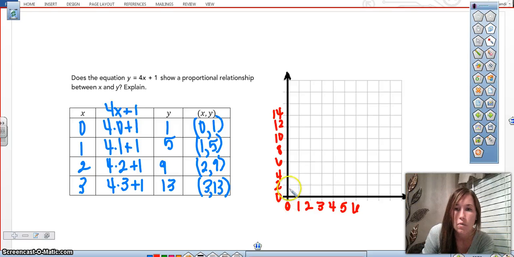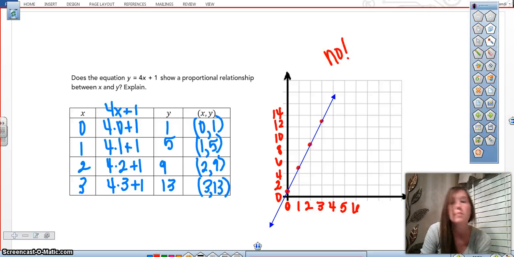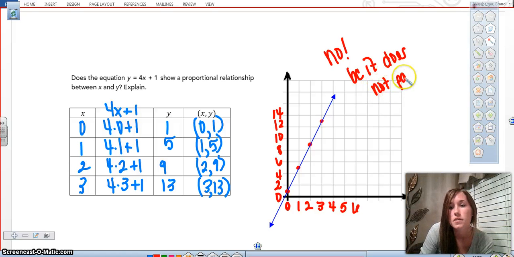All right, 0, 1; 1, 5; 2, 9; 3, 13. Connect my dots. I am getting a straight line, but it does not pass through the origin. It actually passes through at 1 rather than 0, 0. So I would say that no, this does not show a proportional relationship because it does not pass through the origin.